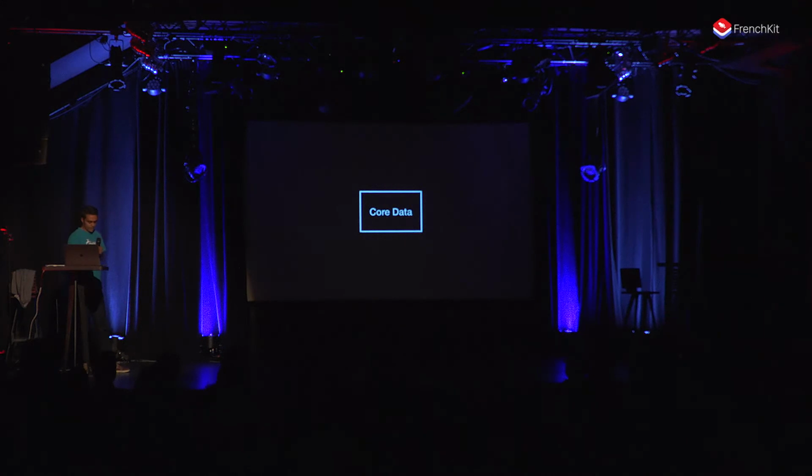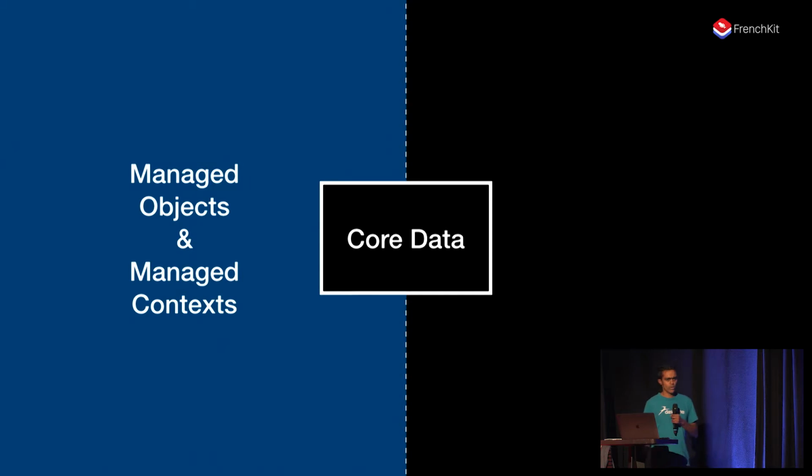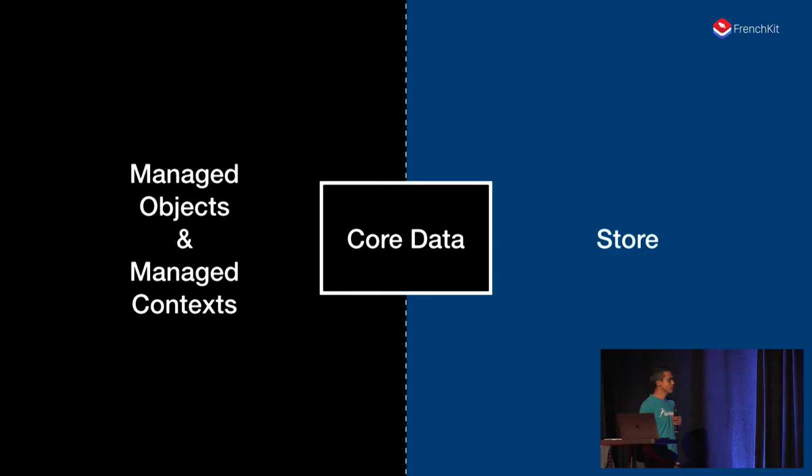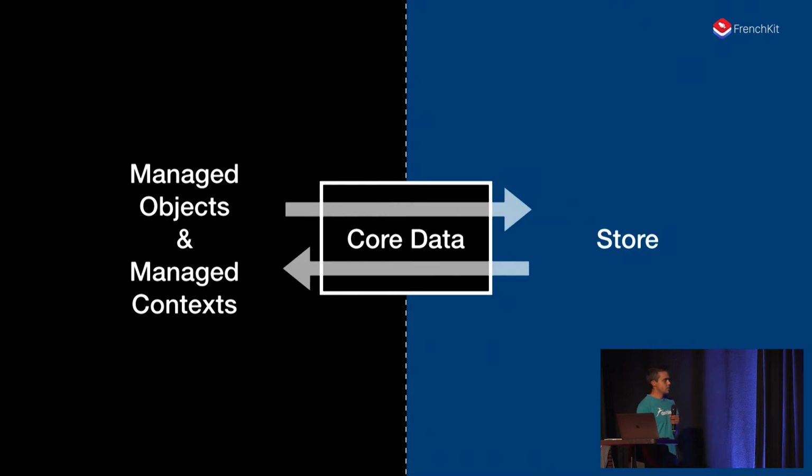So I'm going to talk about core data, and it assumes a bit of basic knowledge of core data, so bear with me if none of this makes sense. For this talk, I'd like to think of core data as having two sides. On the one side, you're working with managed objects, managed contexts, and on the other side is your persistent store, the file that gets written to disk. And core data does a great job of transferring data between these two sides.